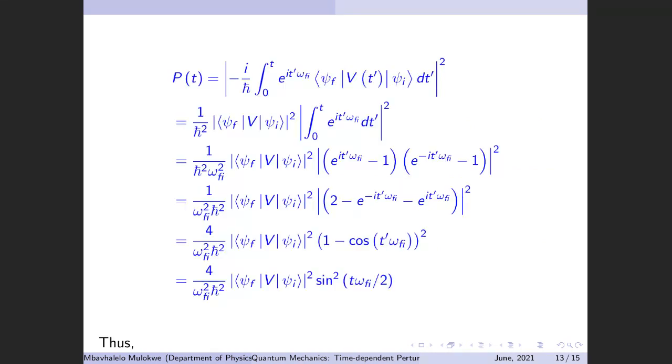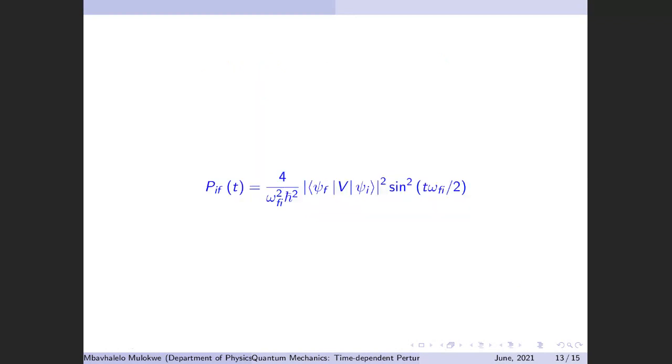Right? Let me see. I didn't realize it was cos 2 theta. You can rewrite this in terms of sine squared theta over 2, which is sitting there.